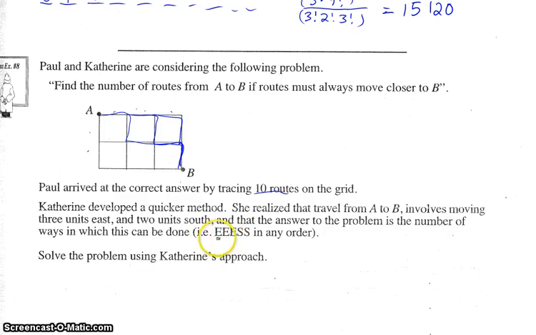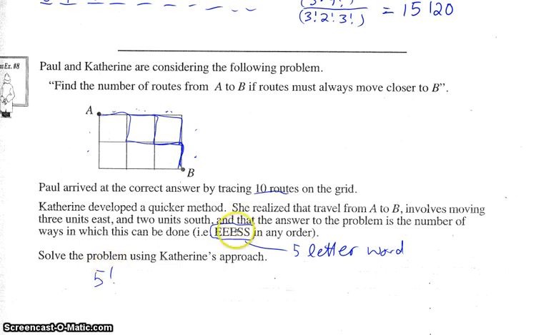That's essentially thinking of it like a word. So 3 units east could be east, east, east, and then south, south. So you might have gone east, east, east, south, south, or say east and then south, and then east, east, and then south again. So really, that is a 5-letter word. So the number of ways to rearrange a 5-letter word is 5 factorial.